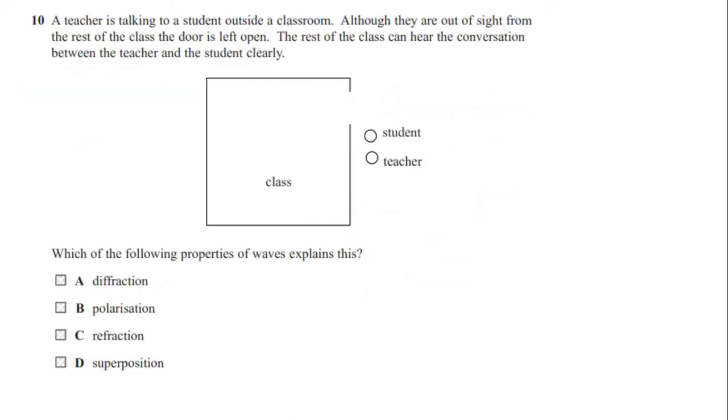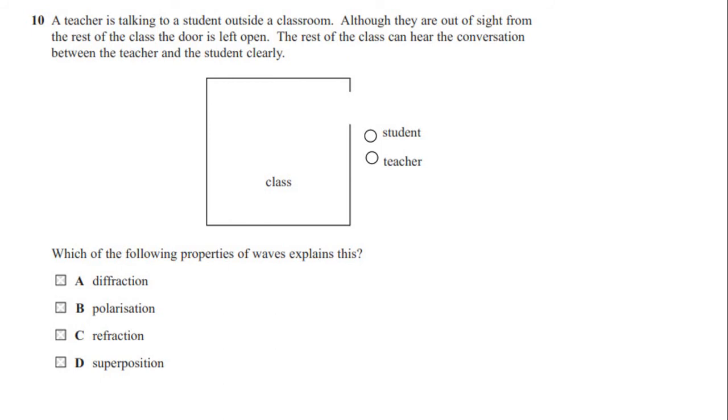Question number 10: a teacher is talking to a student outside a classroom. Although they are out of sight of the rest of the class, the door is left open. The rest of the class can hear the conversation between the teacher and the student clearly. Which of the following properties of waves explains this?